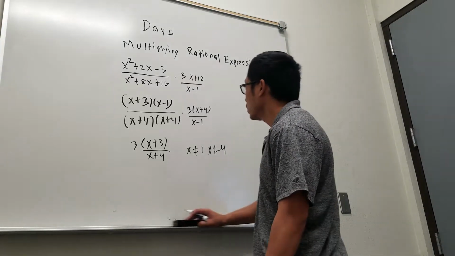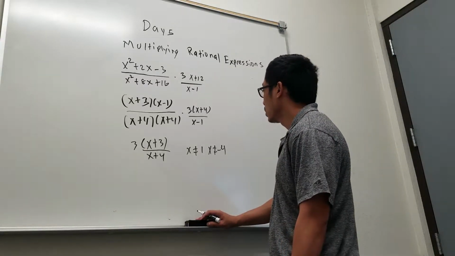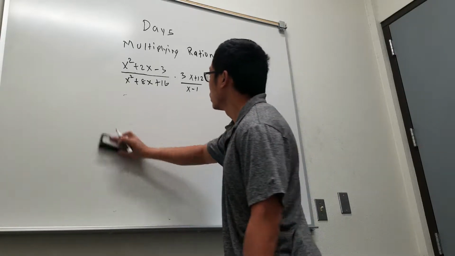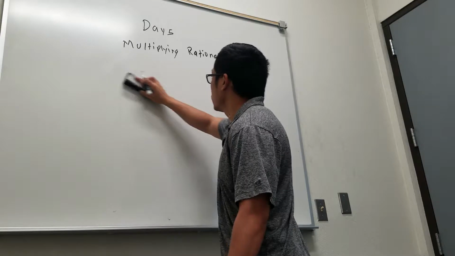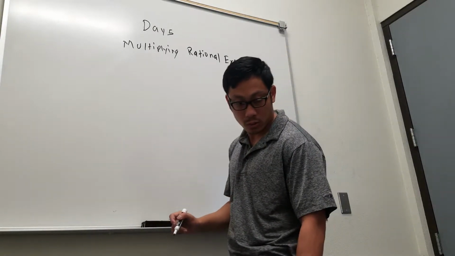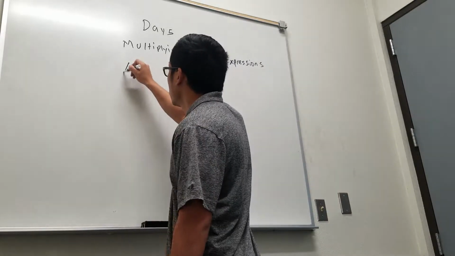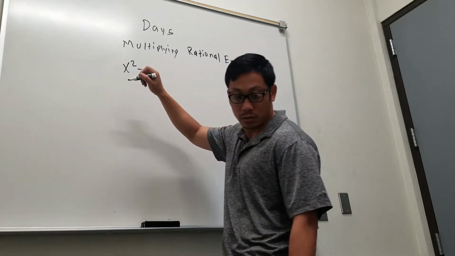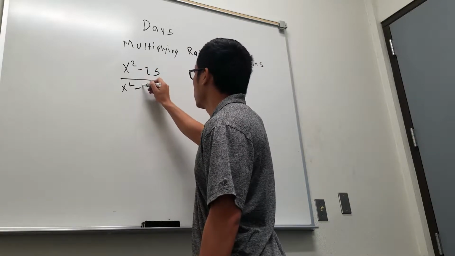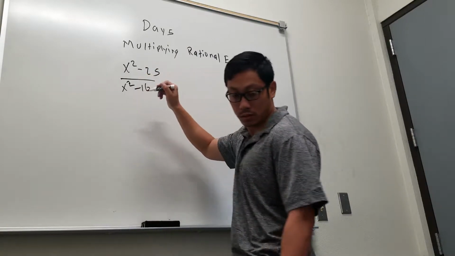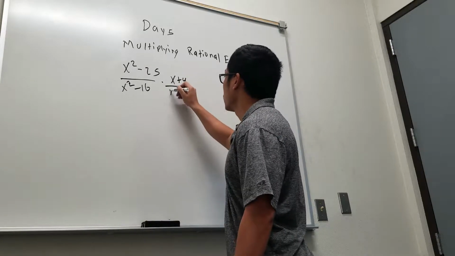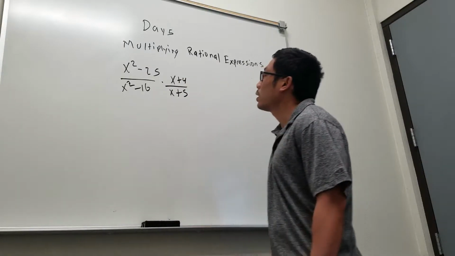Okay, now we're good. Alright, next one. So this one, try this one. Multiplying the expressions x squared minus 25 over x squared minus 16 times x plus 4 over x plus 5. So pause the video, try it out.